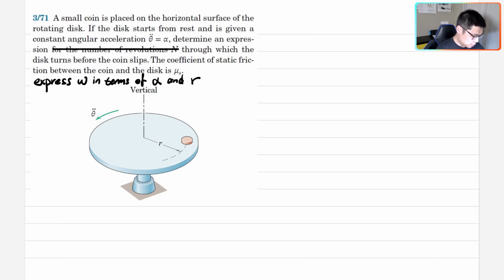Hello everyone, this is lecture 11, example 3/71. Please make sure you read the question first before proceeding.